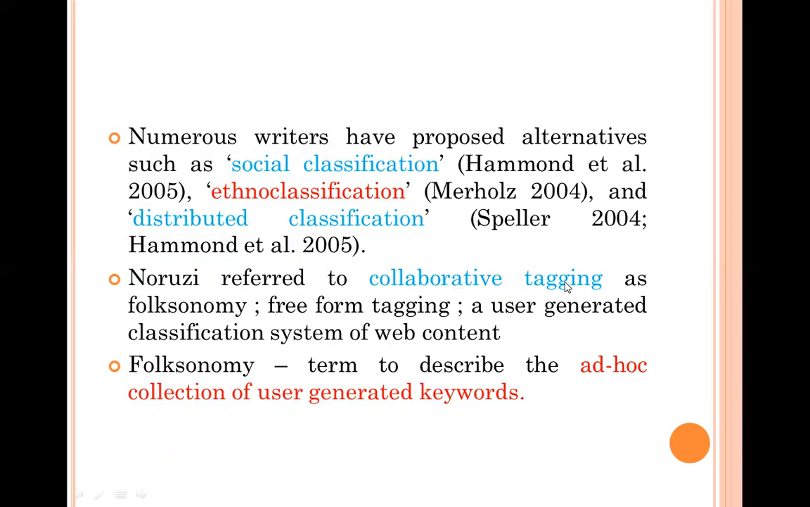The web content is going to be classified based on the keywords given by the users. It's nothing but an ad hoc collection of user-generated keywords. It's not permanent. Why is it not permanent? Users will keep on providing new keywords based on the new inputs, whatever you post in your web pages. So obviously, you'll keep on getting a lot of new words. So your folksonomy becomes a dynamic one. That's why it's an ad hoc collection.